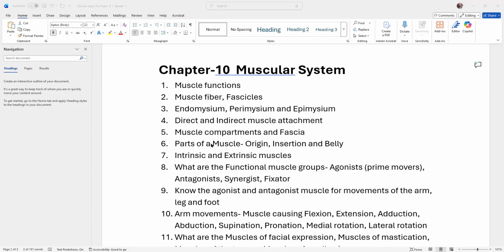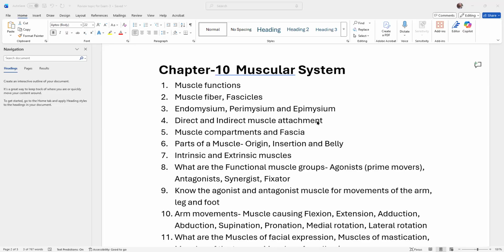Hello, everybody. Let's look at the review topics for Chapter 10, which is the muscular system. You must know the muscle functions and also the structure of a muscle. What is a muscle fiber? And what are fascicles? You should know the covers or the wrappings of the muscle, which is the Endomysium, Perimysium, and Epimysium. You must know what is a direct and indirect muscle attachment, the difference.